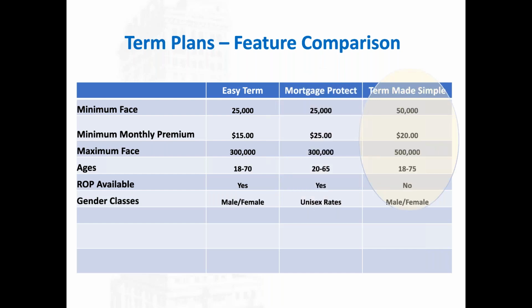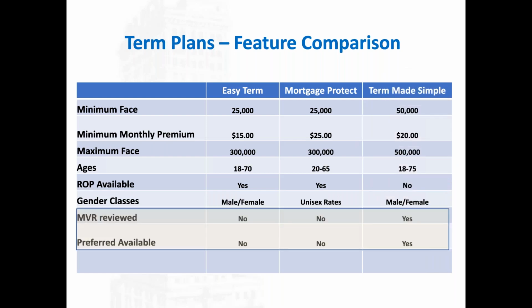Our term made simple has a higher minimum, a higher maximum, goes older, but there's no return of premium available on it. So if you're looking for return of premium, the first two are the ones you're going to look at. If return of premium is not important to you, then you can probably look at all of them. If your client is in pretty good health, you might want to look at term made simple because that preferred rating is available.